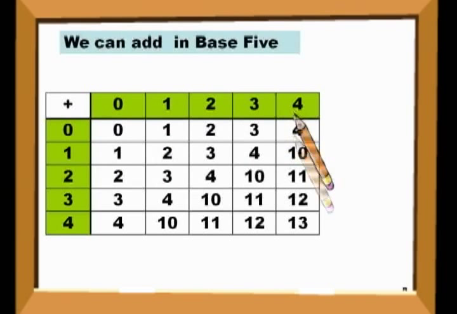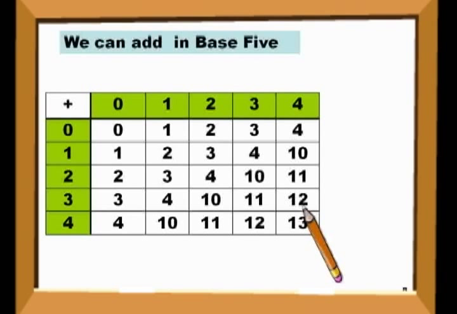Now let us go to the 3. 3, when added to 0, will give us a 3. When added to the 1, will give us a 4. When added to the 2, will give us a 5, which is written as 10. 3 added to 3 will give us a 6, which is written as 11. And when 3 is added to 4, we have 7. And you know that 7 is not allowed in the base 5 system. So we write 7 as 12.